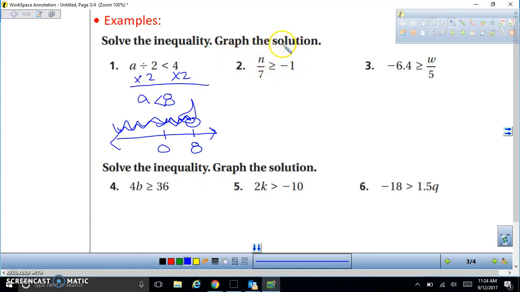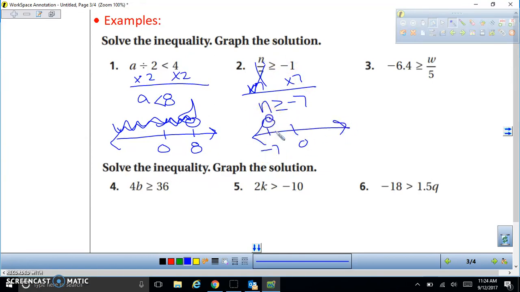All right, two cases, positive and negative. N is divided by a positive 7, so we're working with case 1. We're going to multiply by a positive 7, and we're not going to worry about flipping our sign. So N is still going to say greater than or equal to negative 1 times 7, which is negative 7. Now we're going to graph it. Negative 7, closed circle, and N is bigger, so we're going to shade to the right.